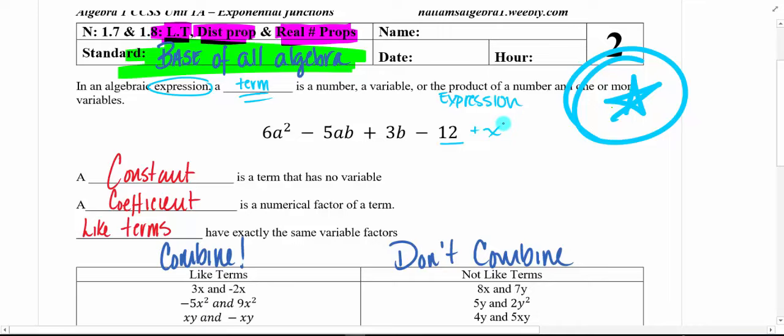It could be a product or a division of a combination of those. So you can have a number times a variable, even raised to an exponent. This whole thing right here is one term of this expression. Here's another term. Negative 5ab, that's another term of this expression. 3b is a different term of this expression. And then negative 12 and x, if we wanted to keep it in there, those would both be terms.